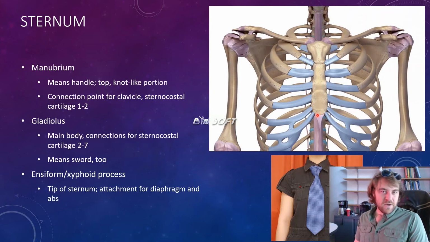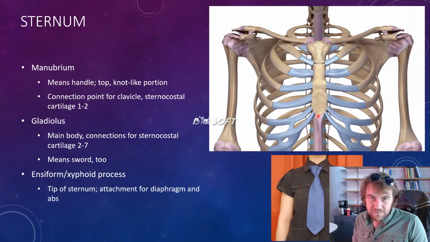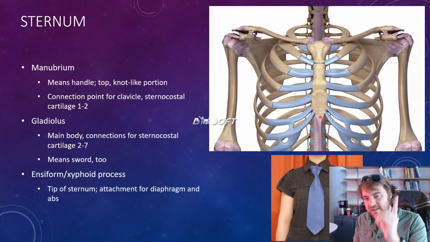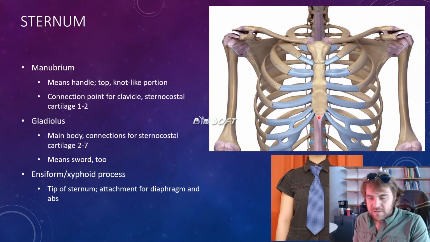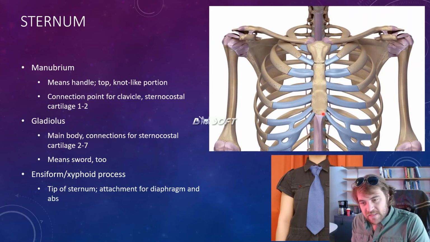That means sword as well. So you've got 2 things that mean sword in the sternum. Interesting. And the ensiform is essentially just the tip of the sternum. It's an attachment point for both the diaphragm and the abs. Remember, the diaphragm is very important. The abs are also important for exhalation. And that's a big attachment point for both of those.